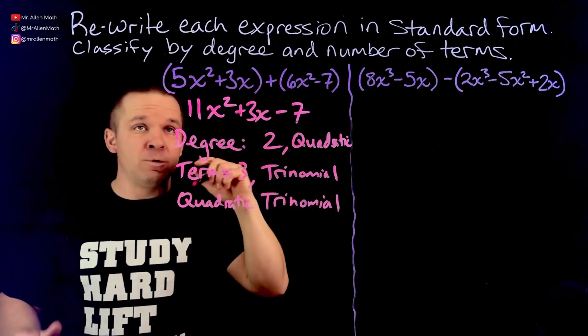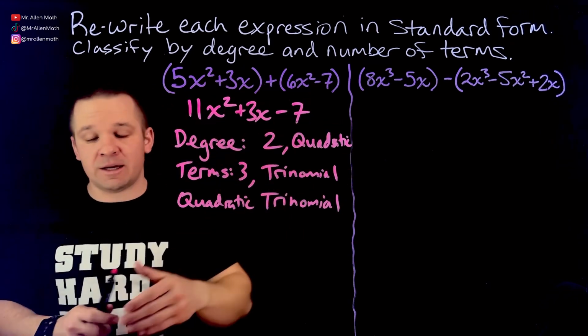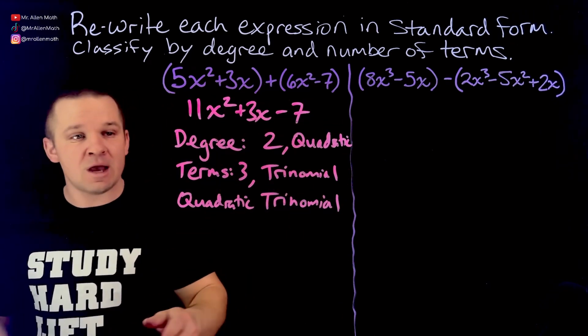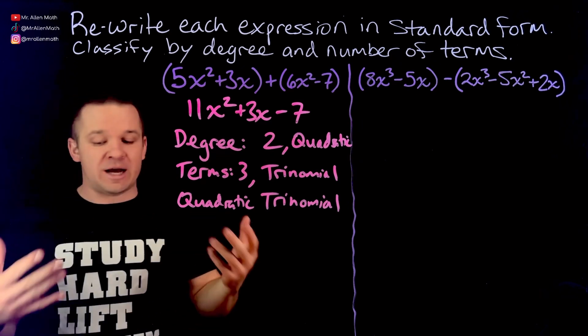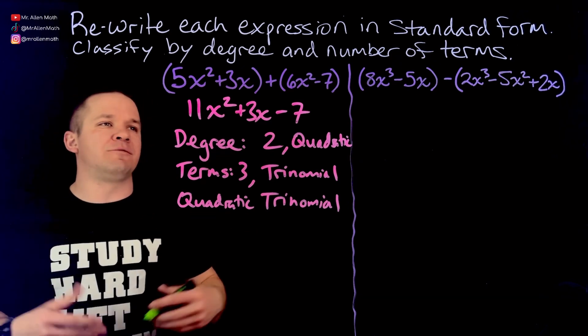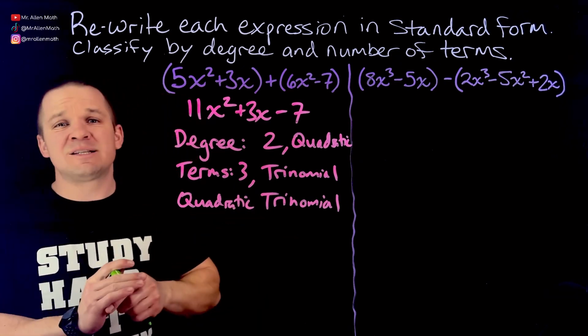Boom, there we go. We put it in standard form, descending order, right? Highest degree to lowest degree. And then we've named it essentially or classified it by degree and number of terms. It's dope. All right. Second one here.